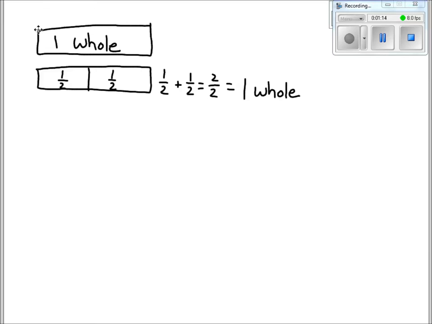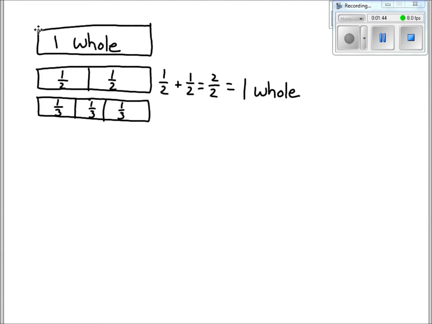Okay, what if I want to show thirds? I'll draw another fraction bar, again being sure that it's exactly the same size. And the easy way to find thirds is to start off in the middle and then go a little bit to the left and draw my line, then find the middle again, go a little bit to the right, draw another line, and boom, equal thirds. So there's one third, there's another third, and there's another third.